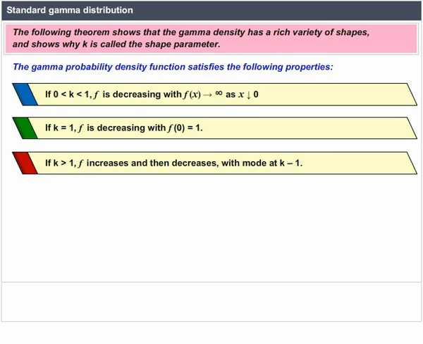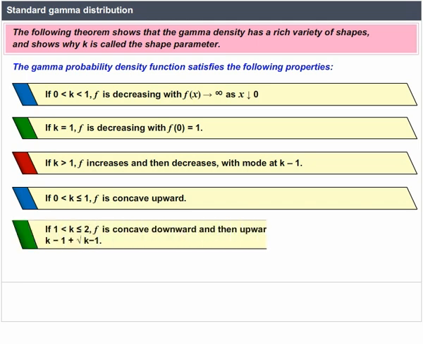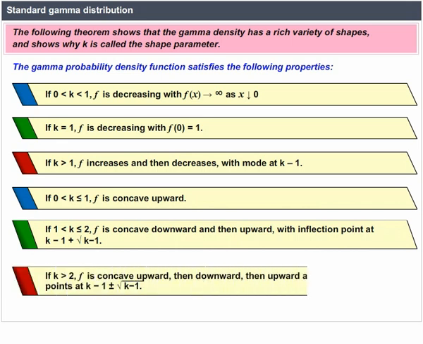If 0 < k ≤ 1, f is concave upward. If 1 < k ≤ 2, f is concave downward, then upward, with inflection point at k - 1 + √(k - 1). If k > 2, f is concave upward, then downward, then upward, again with inflection points at k - 1 ± √(k - 1).